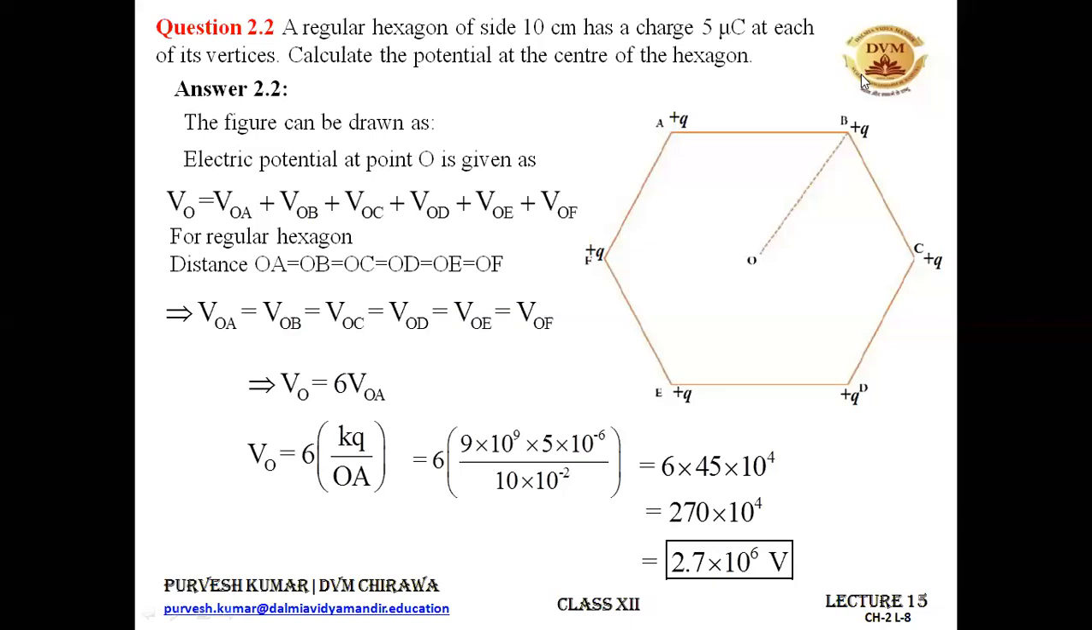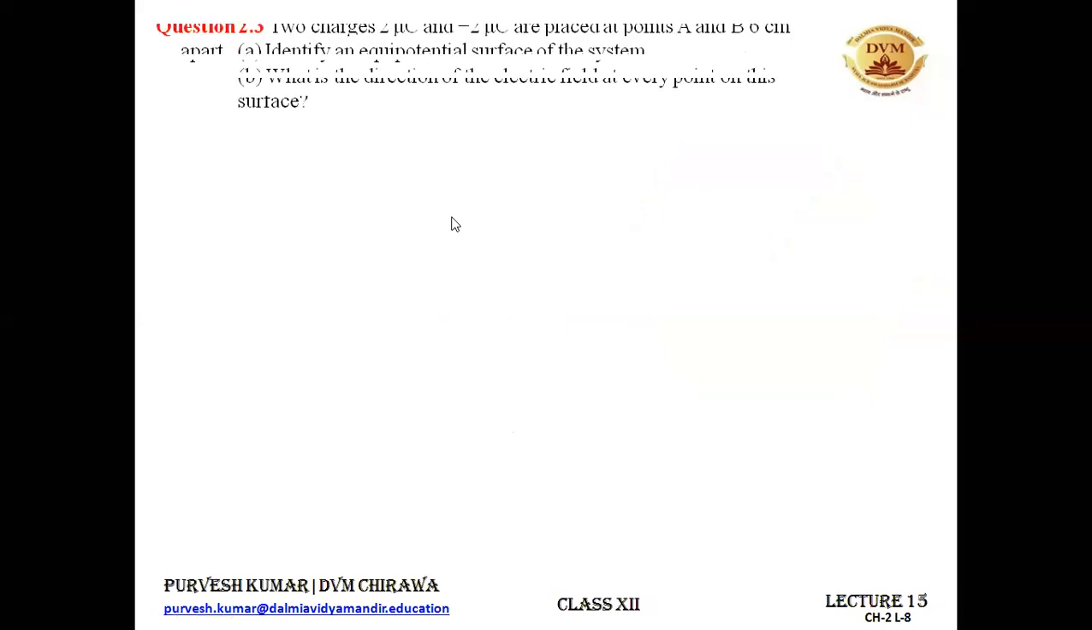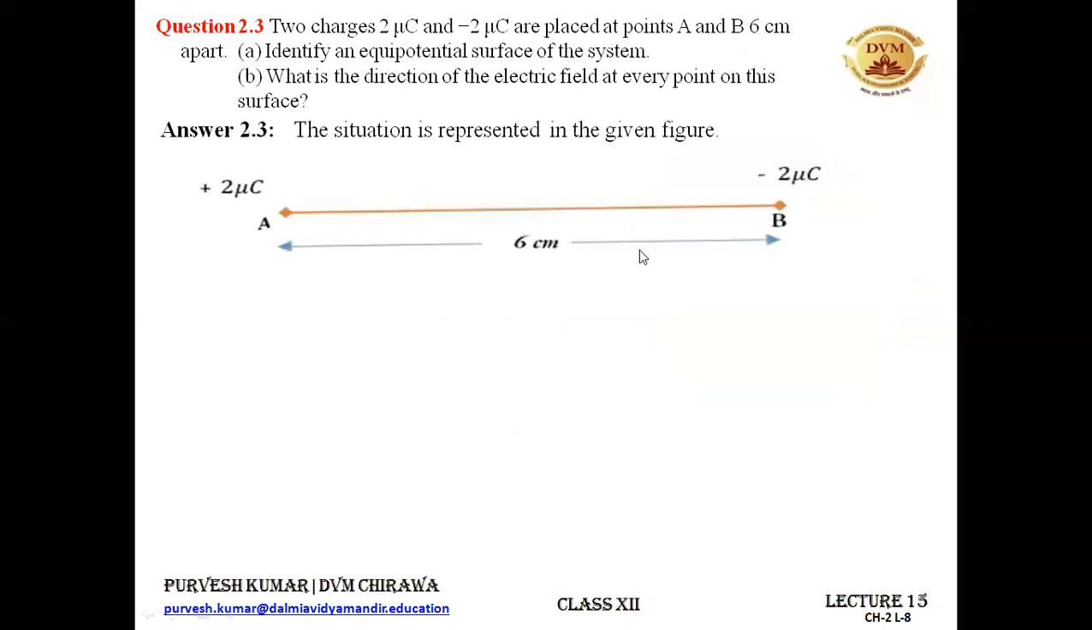Let's take another problem, that is question number 3. It says that two charges, 2 microcoulomb and minus 2 microcoulomb, are placed at points A and B 6 centimeter apart. Identify an equipotential surface of the system and what is the direction of the electric field at every point on this system. So the situation can be represented like this.